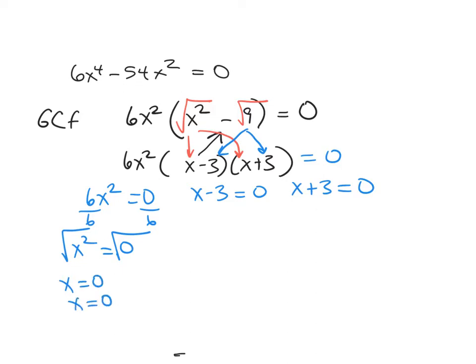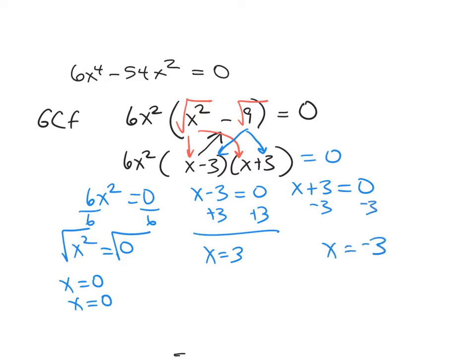We know it has to have two answers because of the squared here. It has to have two answers. For this one right here, I'm going to add 3, so x equals 3. And for this one I'm going to subtract 3, so x equals negative 3.